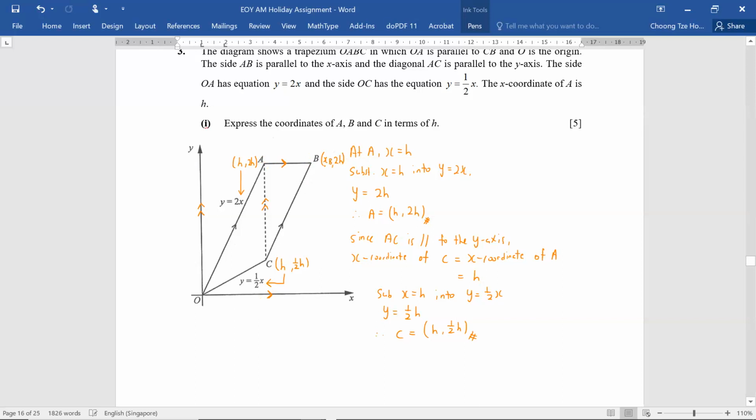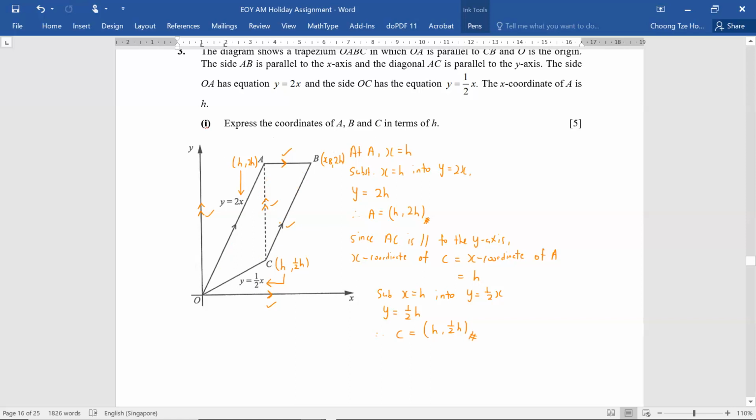So I'll let it be xB. Okay, we have already made use of two pieces of info. This one parallel to this one. This one parallel to this one. So the only one that we have not made use of is this one. BC is parallel to OA.